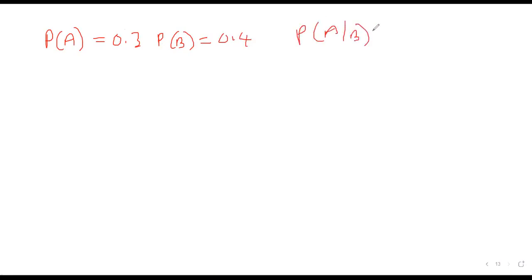So lastly, I'll take you through conditional probability with the tree diagrams. Given the probability of A as 0.3, probability of B as 0.4, probability of A given B as 0.3. So we're being asked part A, find the probability of A intersection B.